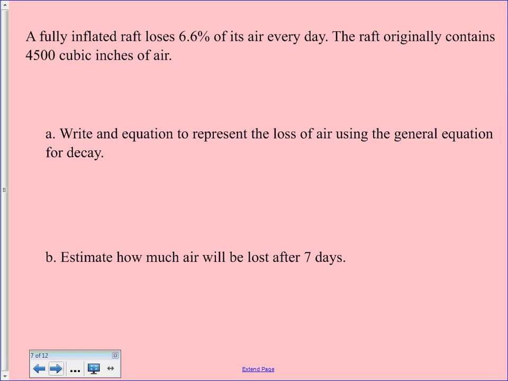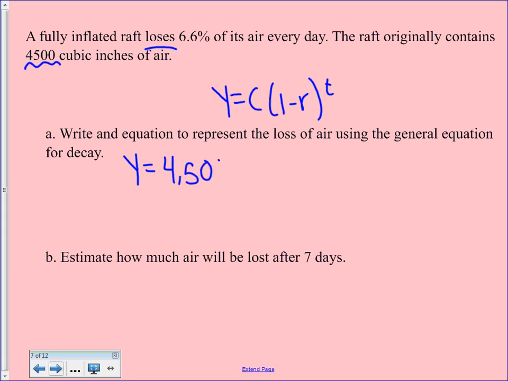If we're losing anything, we're probably going to decay. We're going to go down with the amount we have. So I know I want to use that general form of a decay equation. Let's plug in what we know. We don't know y. Our starting value is right here. Here's how much air we're starting with, which is 4,500. 1 minus our rate.